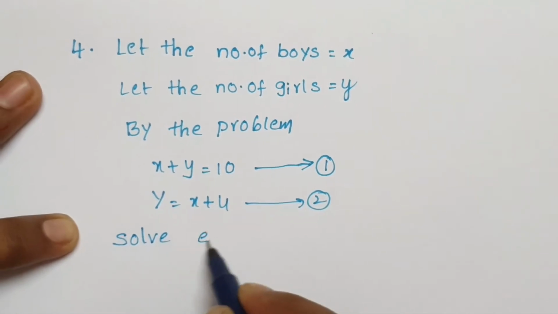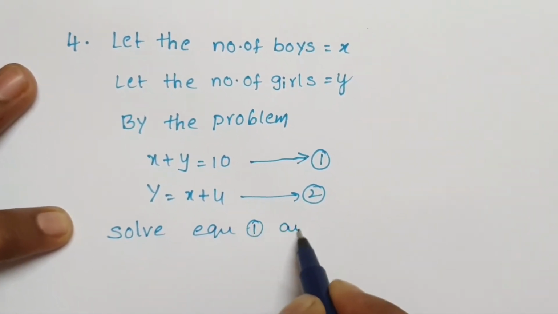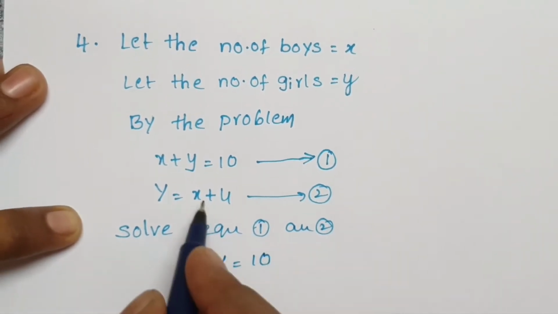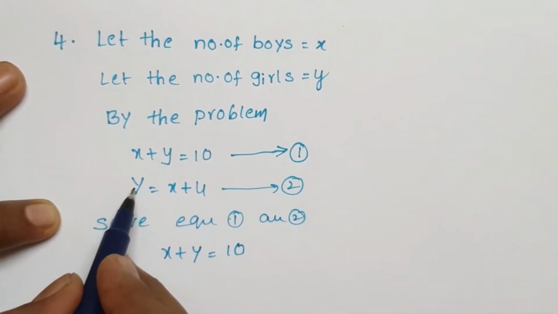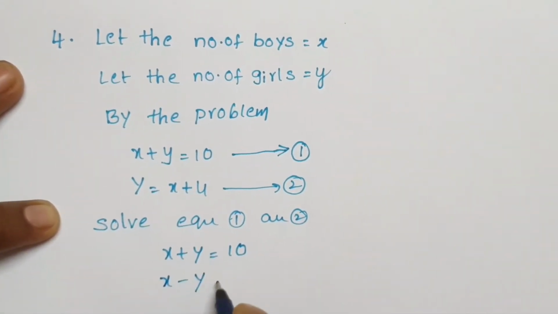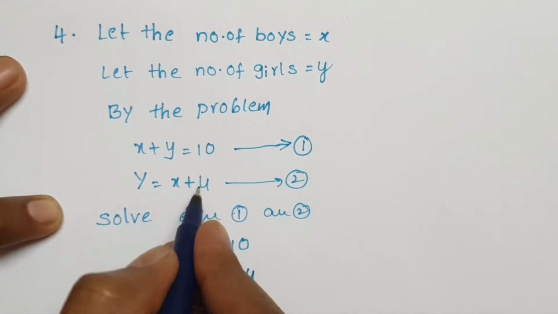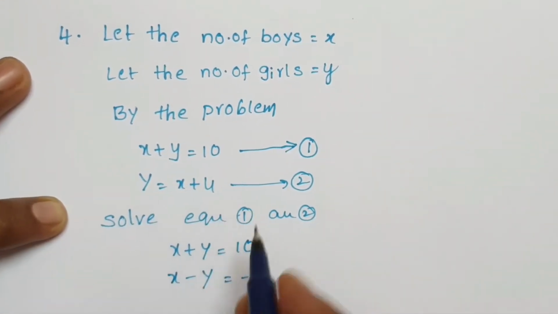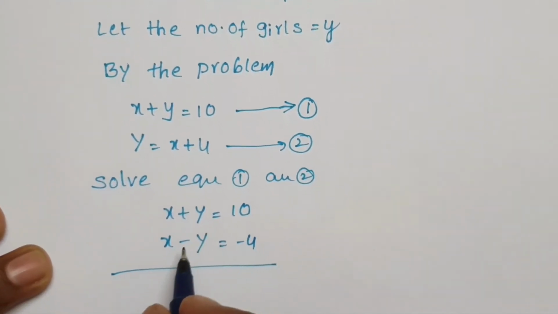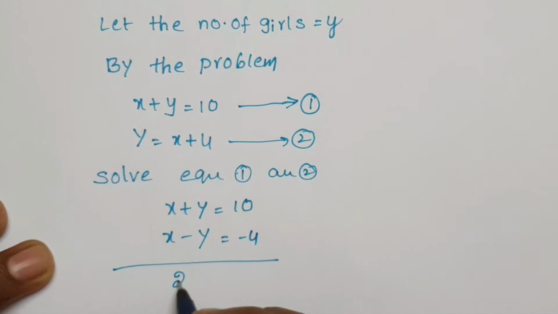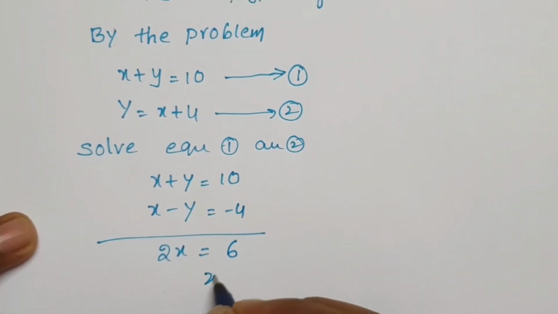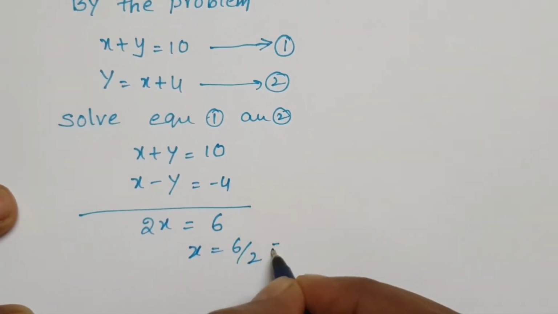Solve equations 1 and 2. x plus y equal to 10. Here the plus y sent to that side will change to minus y, means x minus y equal to minus 4. This plus 4 send this side, y send that side. Now add these two equations, plus y minus y get cancelled, 2x. 2x equal to 10 minus 4, 6. x equal to 6 by 2 equal to 3.